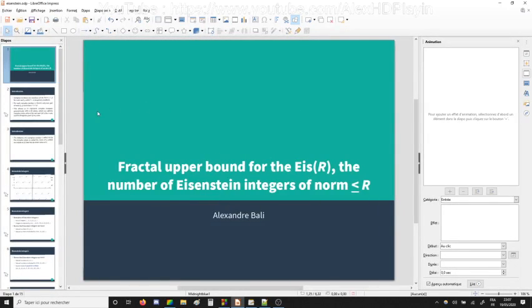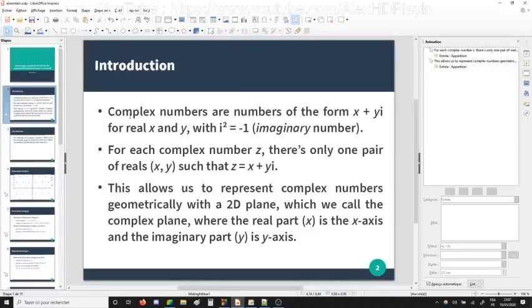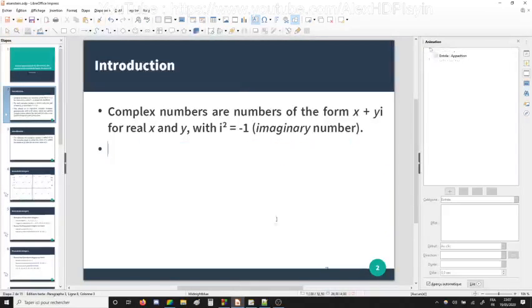Okay. So yeah, I'm gonna talk about a fractal upper bound for the I of R, the function which gives the number of Eisenstein non-integers of norm less than or equal to R. So what does that mean? I'm gonna do this point by point, I guess. I hope I can do that.